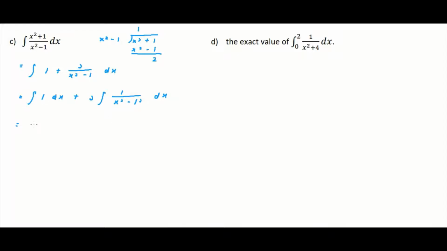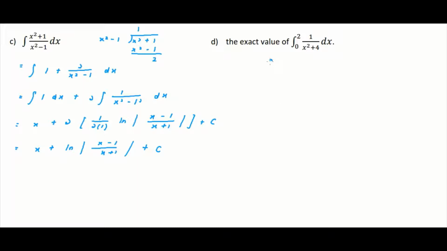So integrate 1, you get x, and then plus 2. Your a is 1, so 1 over 2 multiplied by 1, then you have ln of x minus 1 over x plus 1, the whole thing plus c. So x plus, 1 over 2 multiplied, then you are just left with 1. So x plus ln of x minus 1 over x plus 1, plus c. Okay, so that will be your answer. So move on to D.